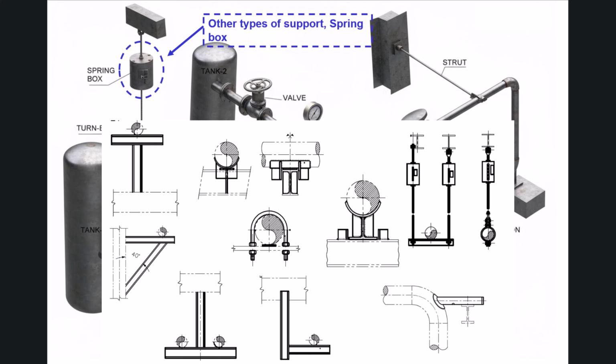Let us see some other types of supports. Other types of support: spring box support, etc. These are common supports used in piping.